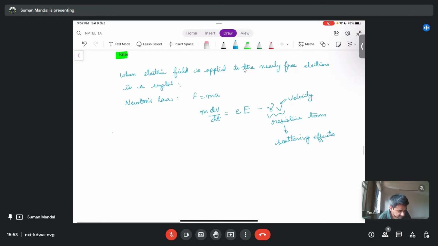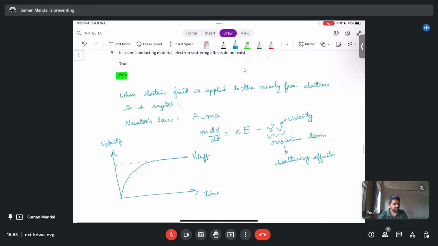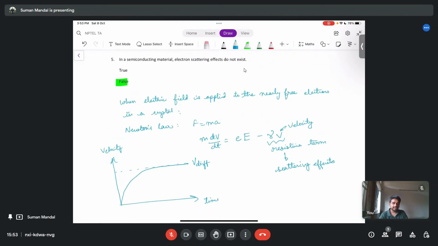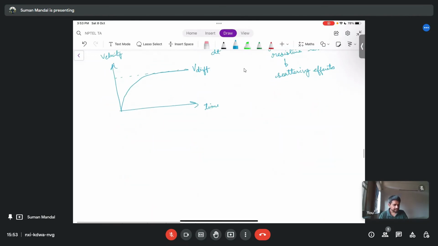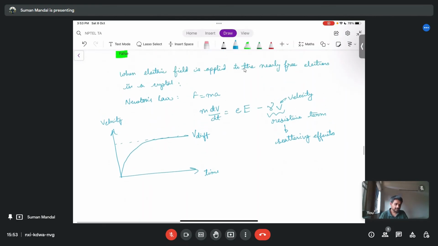And so, which is why we had drawn a diagram like this, that with time, velocity will saturate. We call this the drift velocity. The concept of drift velocity exists only because we have a resistive term inside the material, which is because of the scattering effects. So scattering effects are always there in any crystal, whether it's a metallic crystal or a semiconducting crystal. Okay, let's talk about it.